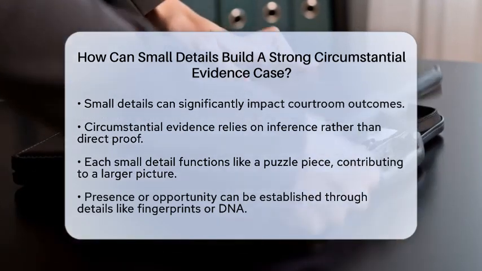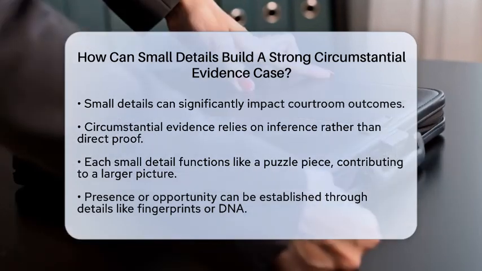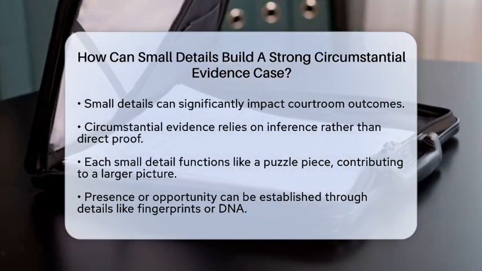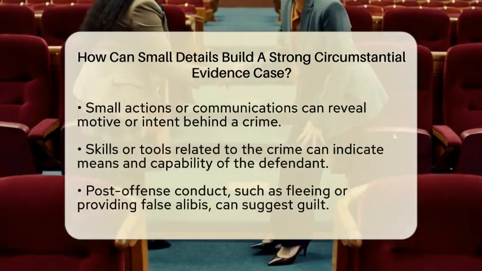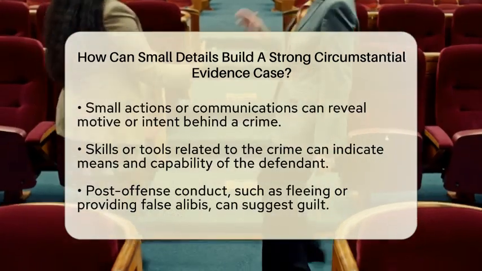First, they can establish presence or opportunity. For example, if a defendant's fingerprint or DNA is found at a crime scene, it suggests they were there. This is a key fact that helps infer involvement in the crime.